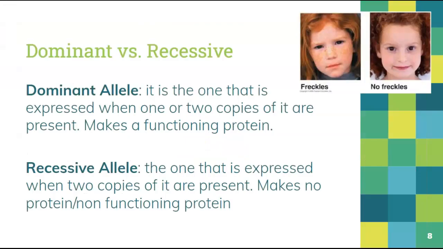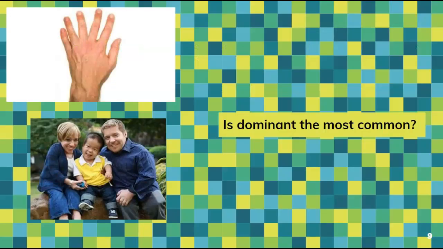One thing to note, though, is that dominant and recessive does not mean good or bad. Freckles isn't better or worse than no freckles. It's just variation, but one isn't inherently better than the other. Also, dominant does not mean more common. Here's an example: having more than 5 fingers on your hands is a dominant trait.